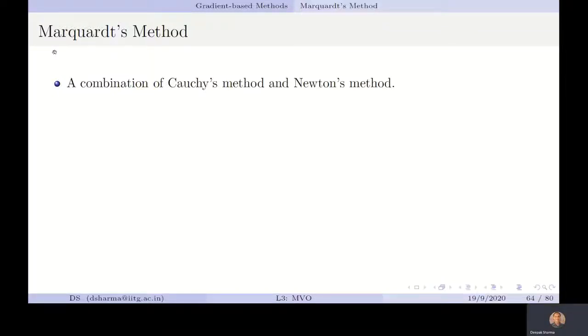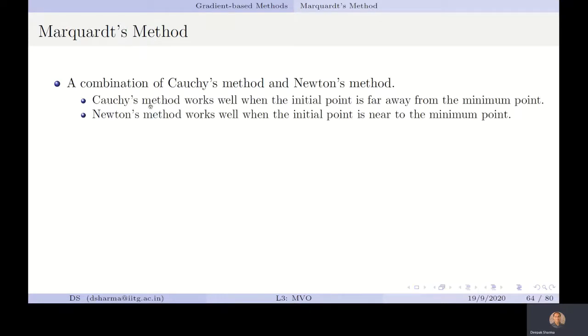Now we will discuss Marquard's method. This method is a combination of Cauchy's steepest descent method and Newton's method. When we use Cauchy's steepest descent method, we find that this particular method works well when the initial point is far from the minimum point. It is because when we find the gradient of the function, it will drastically reduce our objective function value.